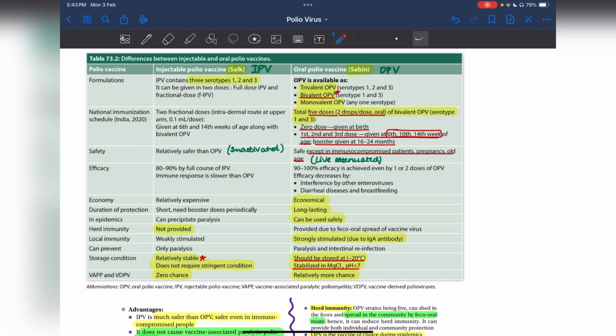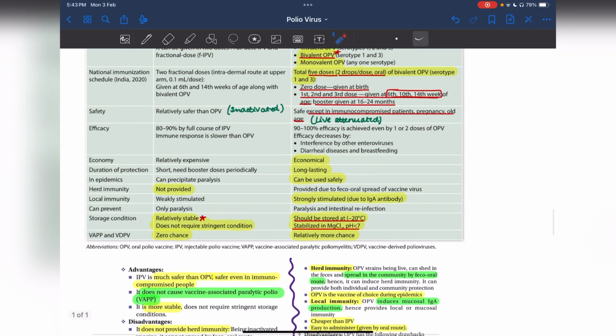Now, getting to VAPP and VDPV. What is VAPP and VDPV? We will discuss it just after some time. I will just tell you the full form. VAPP is vaccine associated paralytic polio and VDPV is vaccine derived polio virus. IPV has zero chances of producing VAPP or VDPV, while there is relatively more chance of producing it in oral polio vaccine. We will discuss it further.